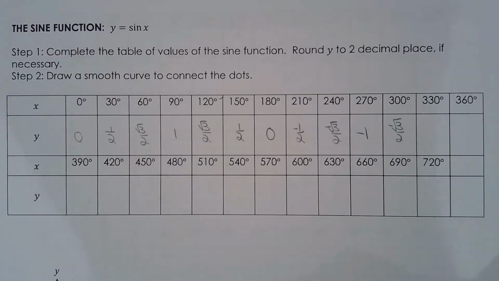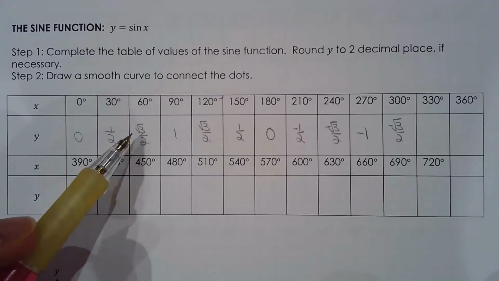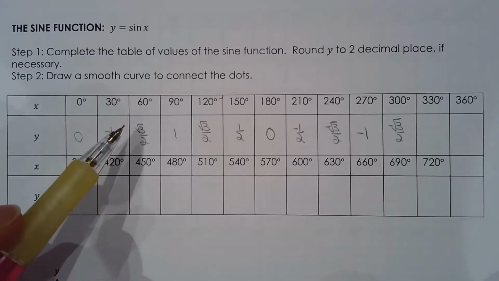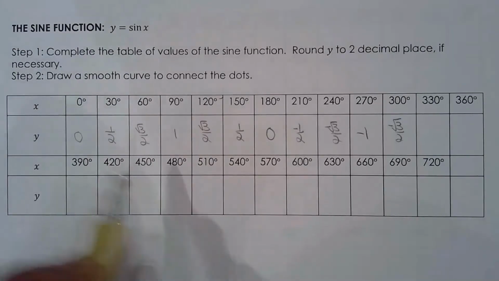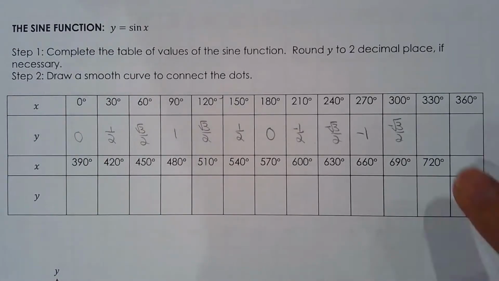So if you want to round to 2 decimal places, you can write 0.87, because root 3 over 2 is 0.866. So to 2 decimal places, 0.87. But I'm going to leave it as root 3 over 2. I love my exact values. Okay, at 330 degrees, that's -1/2. And then we're back at 0.